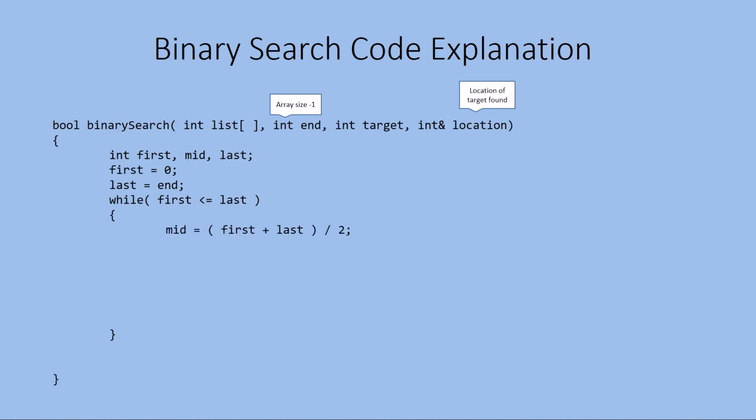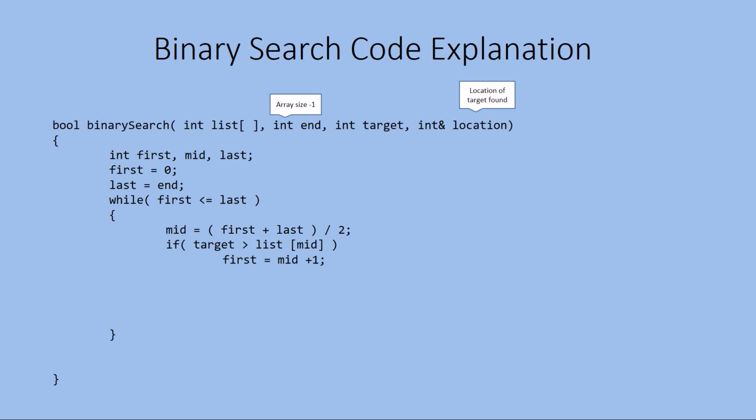Therefore, we use mid equal to first plus last divided by 2. After that, we need to check this middle with target. If target is larger than the element at middle, it means that target is located in the right hand part of our array. Then we start searching in the right hand part. We set first equal to mid plus 1, then search again.